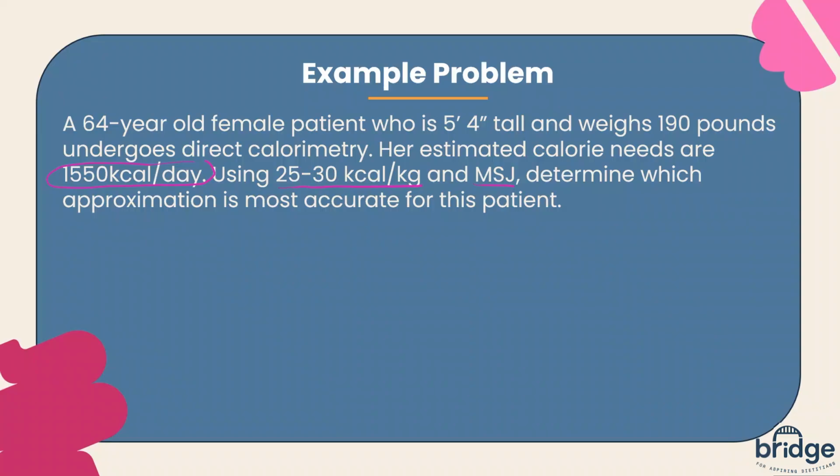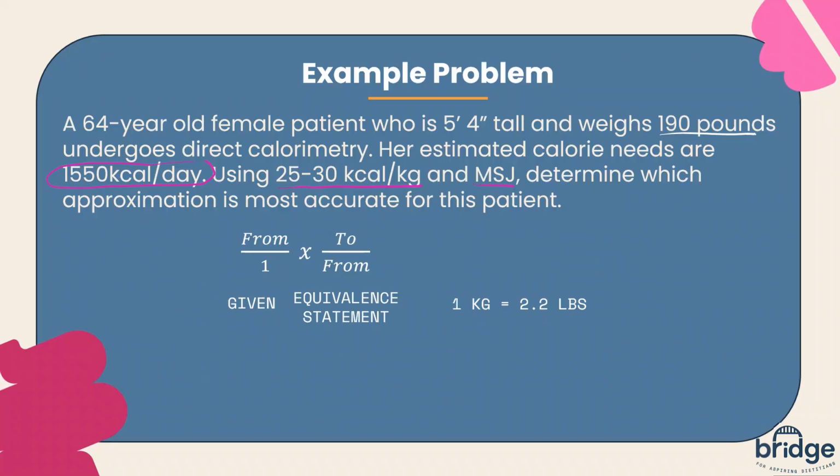All right, I'm going to start with the kcals per kilogram, and we know that this patient weighs 190 pounds. We need to convert that 190 pounds into kilograms, so we need to do some dimensional analysis. Do you know the equivalent statement for kilograms and pounds? 1 kilogram is 2.2 pounds. Since this patient is 190 pounds, we want to get rid of pounds by putting it in the denominator right here. LB is pounds. Pounds cancels out, and we find out that a 190 pound person is 86.4 kilograms.